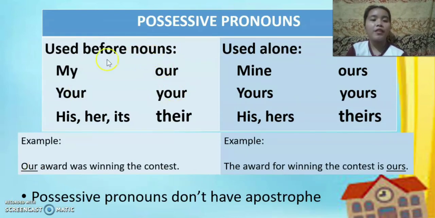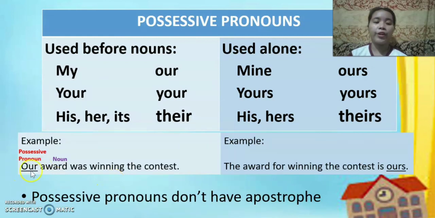Okay, I still have here possessive pronouns. You can see here possessive pronouns that are used before nouns and used alone. Let's go first to the possessive pronouns used before nouns. These are the singular ones: my, your, his, her, its. And on this side, our, your, their is an example of plural possessive pronouns used before nouns. The example sentence is here: our award was winning the contest. The possessive pronoun here is our, then the noun is award, right? Our comes first, then next comes its noun, award.